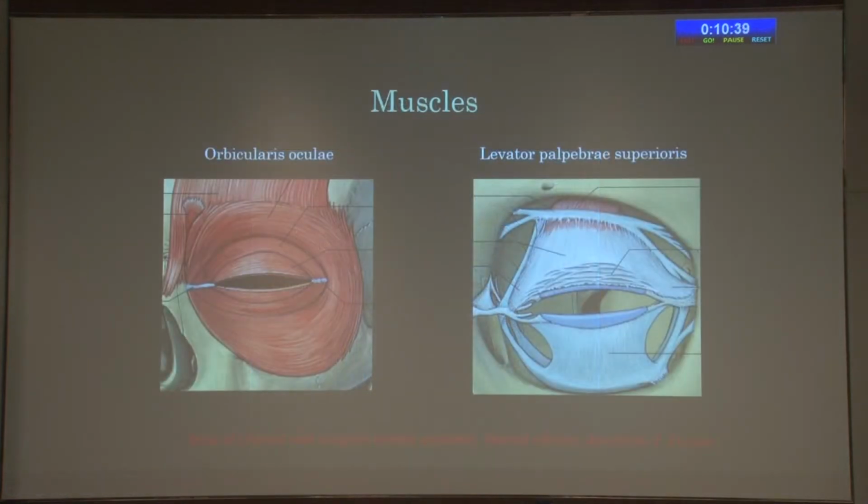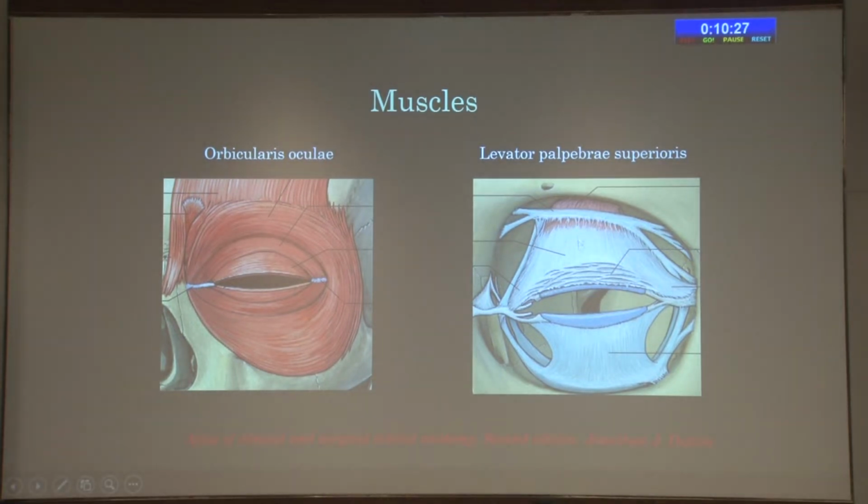The muscles that we should be aware of while reconstructing with flaps in this area are the orbicularis oculi, which is a superficial subcutaneous muscle, and the levator palpebrae superioris, which is basically in the form of an aponeurosis that inserts onto the tarsus, mainly in the upper lid.